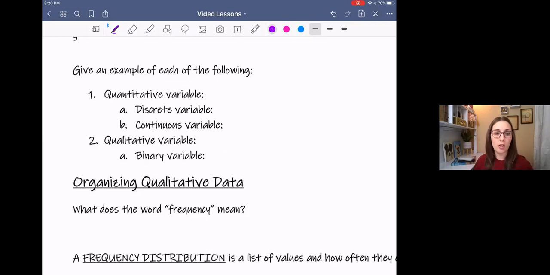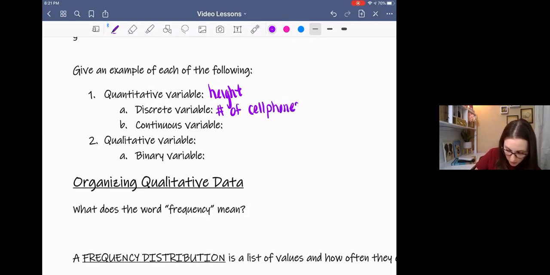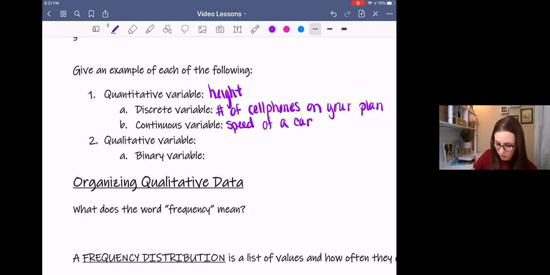An example of a quantitative variable would be height. You could say weight, anything that has to do with a number. An example of a discrete variable would be number of cell phones on your plan. And a continuous variable would be, I mentioned speed of a train. I could use that again. Speed, I'll do a car on a given road.